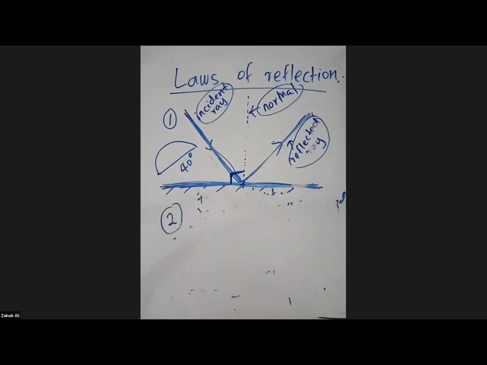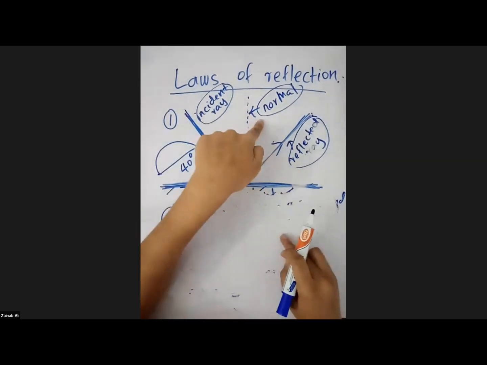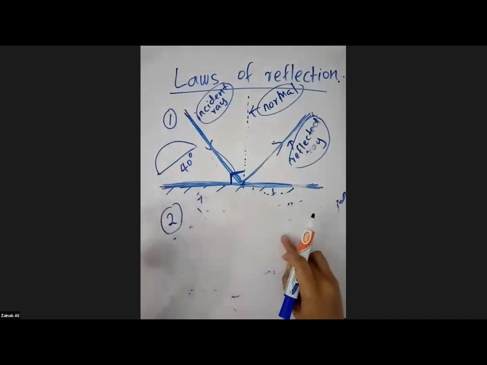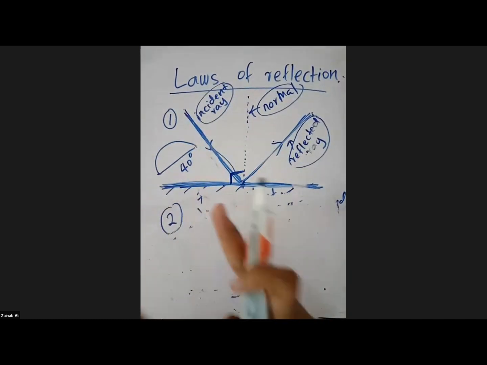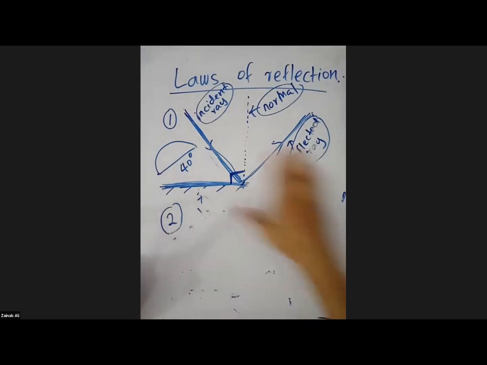The incident ray, the reflected ray, and the normal ray should lie on the same plane. Very good. The incident ray, the reflected ray, and the normal drawn to the point of incidence should lie on the same plane. And the second law is the reflected angle should be equal to the incident angle. So I'll ask you one more question.